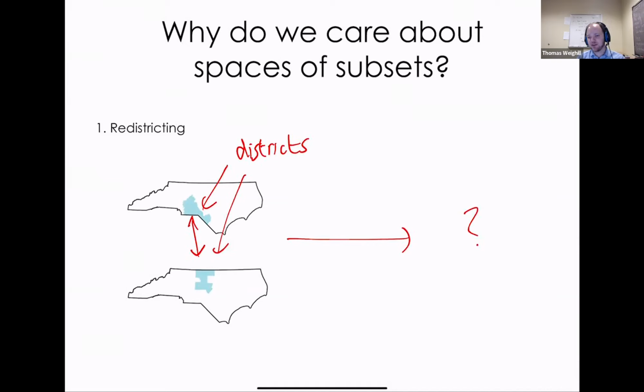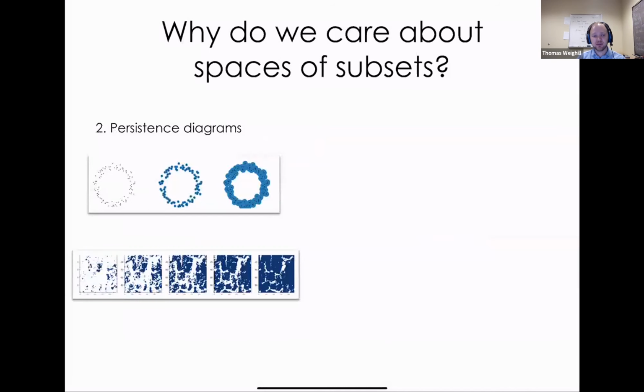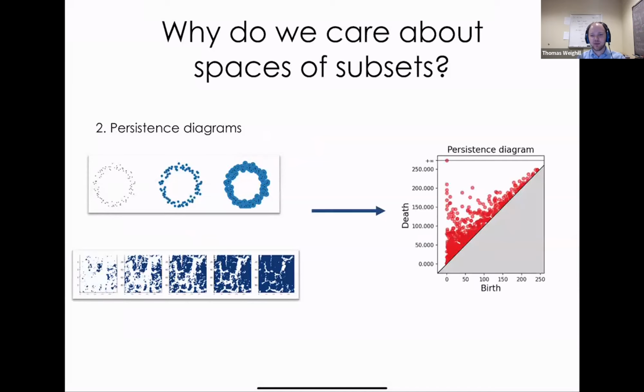Another place where subsets matter and the geometry of subsets is persistence diagrams. So there've been a couple of talks in this conference, I think, on TDA. I saw one yesterday. I'm not going to go into detail on what TDA is, except to say that you take some kind of data, you do some thickening or filtering or thresholding or whatever, and you end up with something called a persistence diagram. And this persistence diagram is supposed to reflect the underlying topology of whatever data you had.